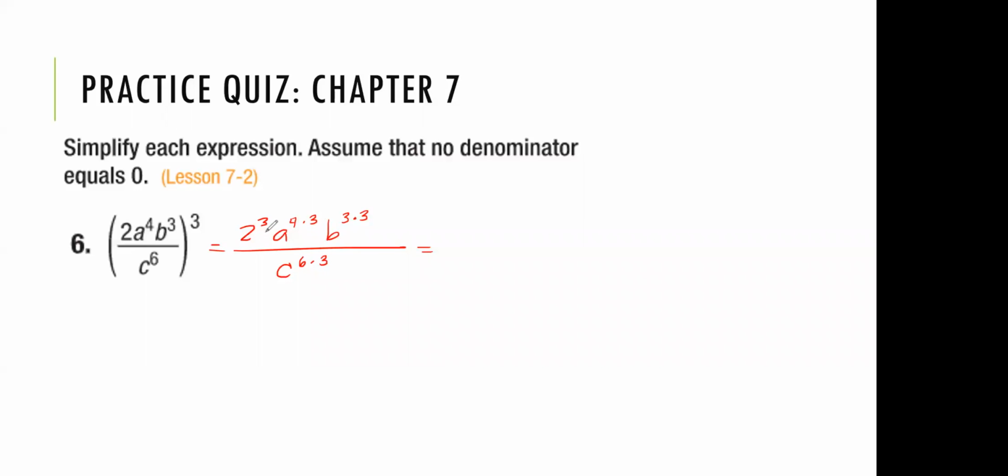All right, so then I have 2 raised to the 3rd power. Remember that means 2 times 2 is 4, times 2 is 8. And then a to the 4th power times 3 would be a to the 12th power, and then b to the power of 3 times 3 would be 9. C to the power of 6 times 3, that's 18. We cannot simplify anymore, so that is our final answer.